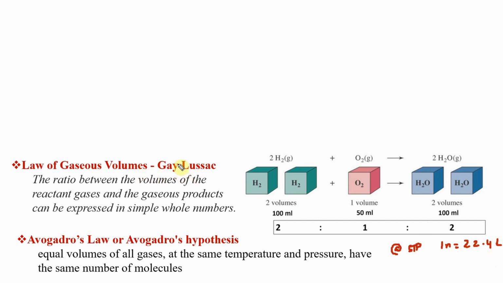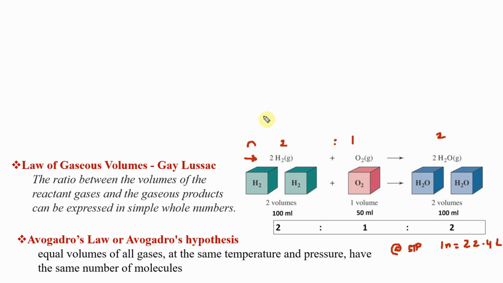Now going to the gaseous volume law, look at this. This is the balanced chemical equation. So what does it tell you? 2 is to 1. What ratio is it? Mole ratio. 2 is to 1 gives you 2. Because we know moles and volume can be equated, this is also a volume ratio.